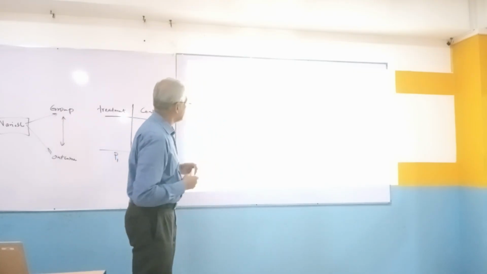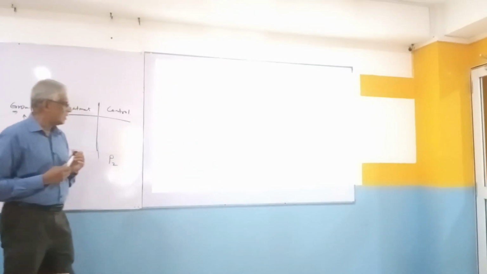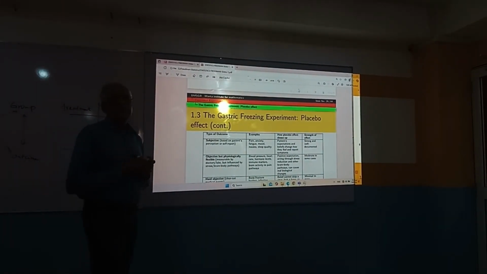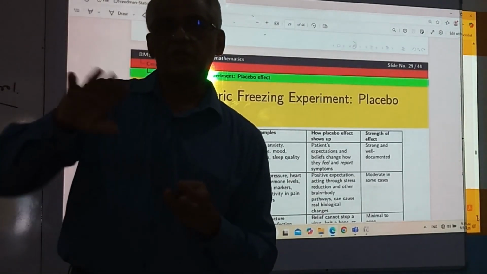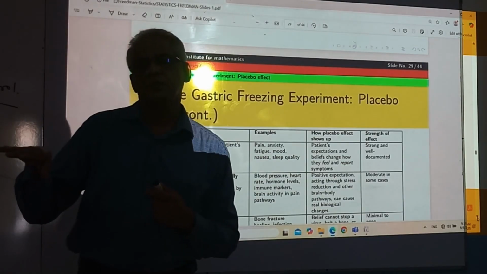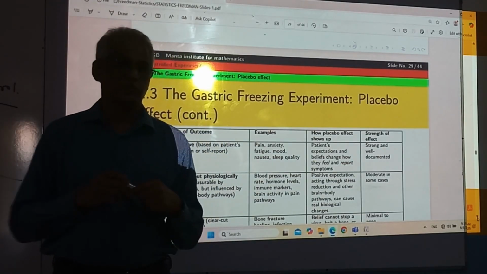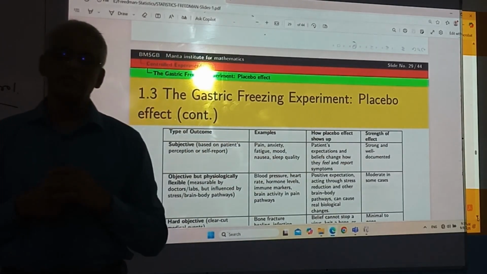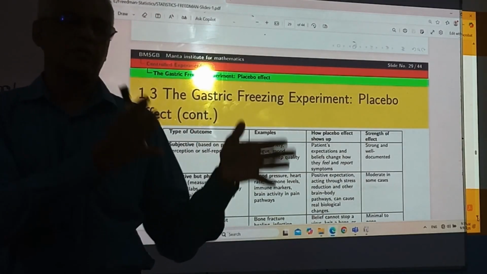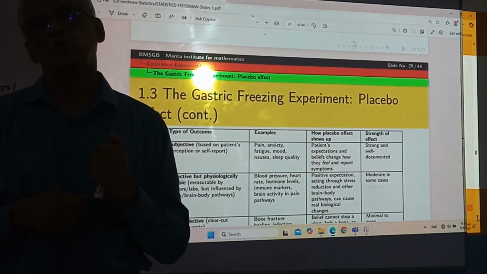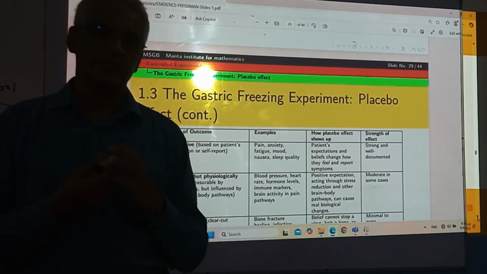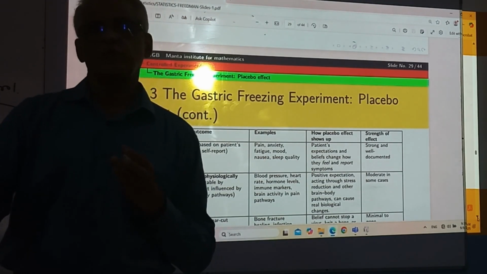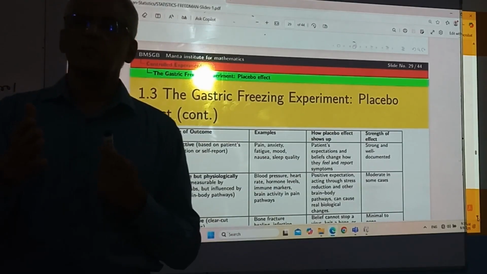So here I have divided them into three parts. For example, in our experiment, if the outcome is completely subjective, right? For example, suppose we give two medicines. For example, there's a new medicine, say a painkiller. So you want to find out whether this new medicine is a good one.